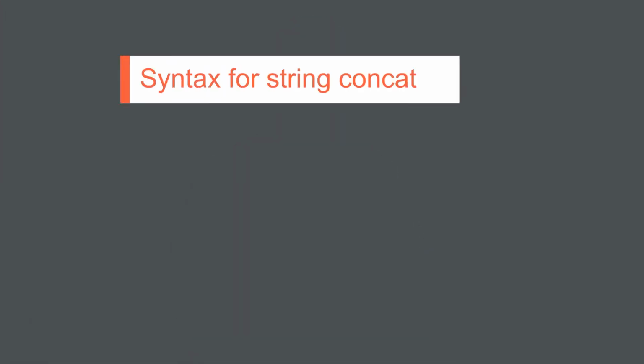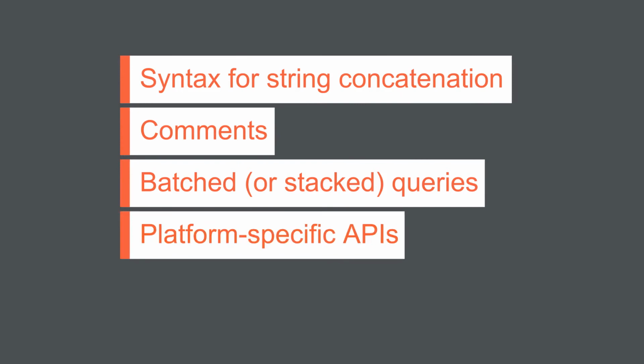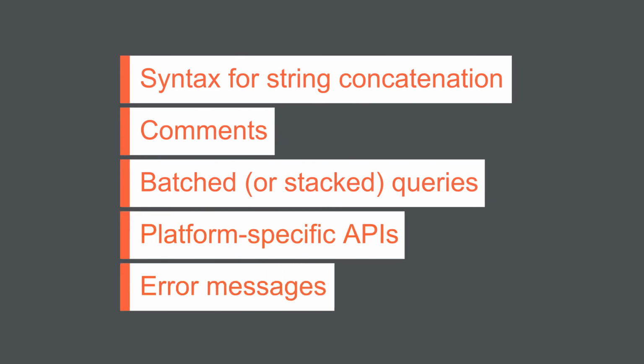Some core features of the SQL language are implemented in the same way across popular database platforms, and so many ways of detecting and exploiting SQL injection vulnerabilities work identically on different types of database. However, there are also many differences between common databases. These mean that some techniques for detecting and exploiting SQL injection work differently on different platforms. Differences between databases arise in areas like syntax for string concatenation, comments, batched or stacked queries, platform-specific APIs, and error messages.